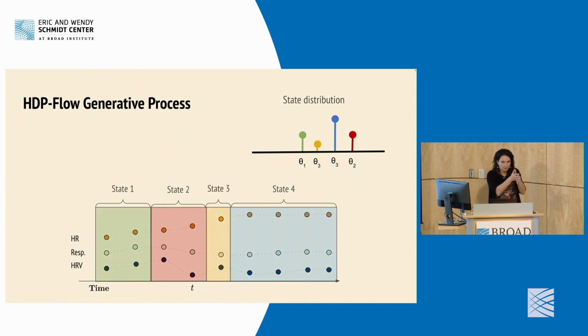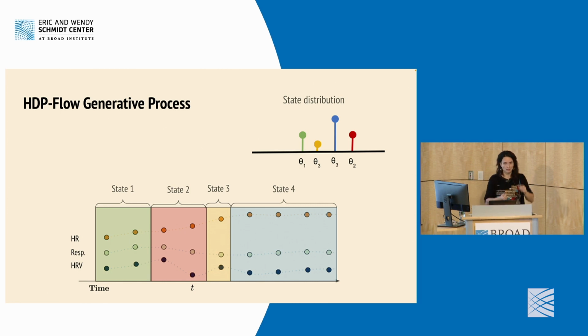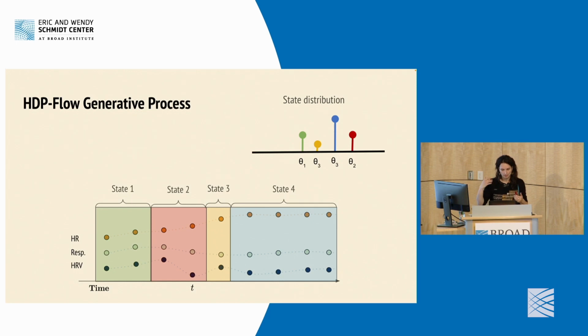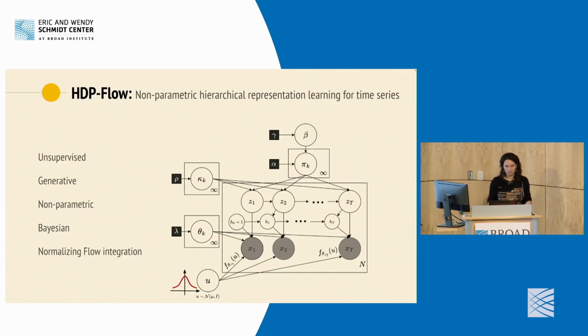Then you have this set of states in the end. And the states are not specific shapelets or anything like that. They're distributions from which new states like that would be drawn. So they are parameterized by distributions. And you can do this ad infinitum because this is a non-parametric model. So this is what the model looks like.